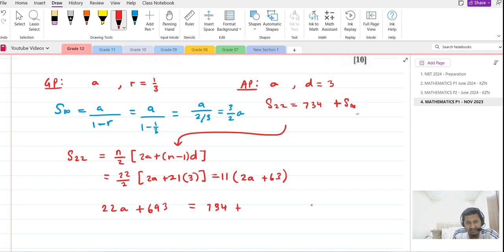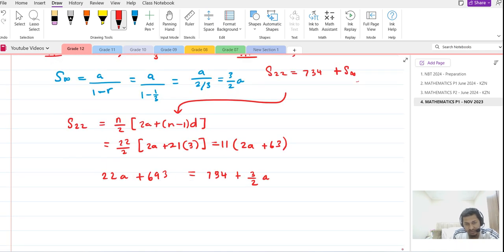3 over 2 a. Now we're going to bring the 693 over and 3 over 2 a over. So 22 minus, this is like 1.5, so let's just make it 1.5a, 3 over 2. So 22 minus 1.5 is 20.5a. 20.5a equals 734 minus 693. We can just take 34 plus 7, so I'm going to get 41. So the value of a is basically 2. Right, so I've calculated the value of a, which is 2.